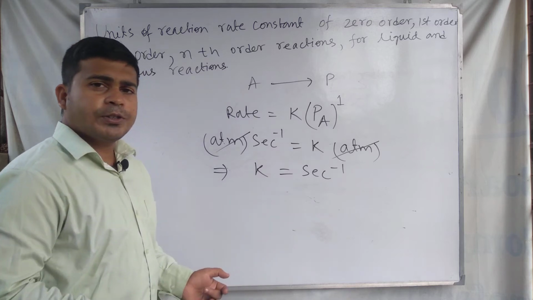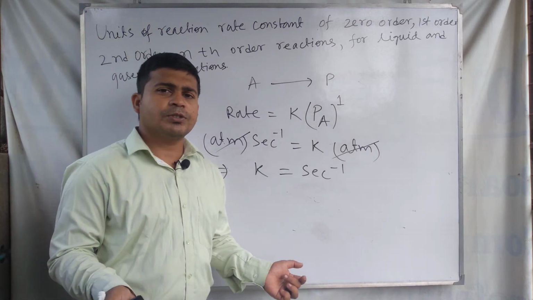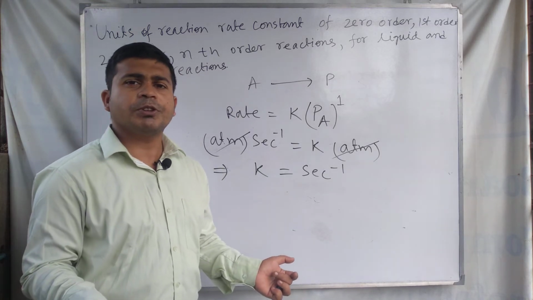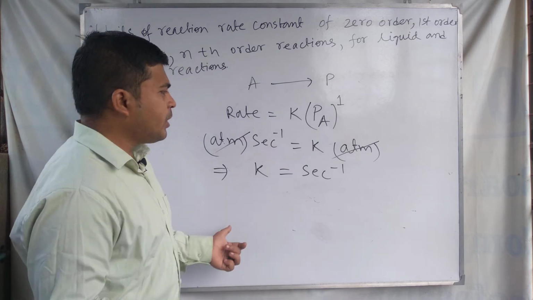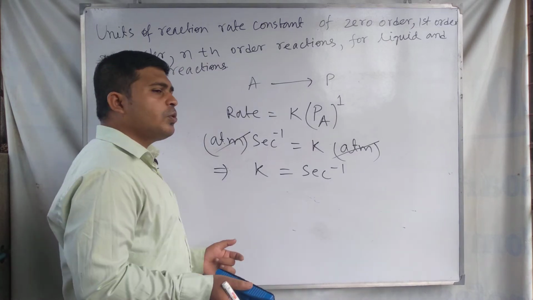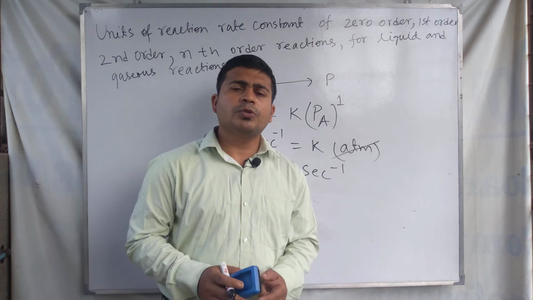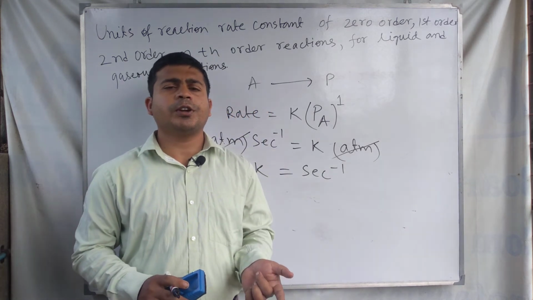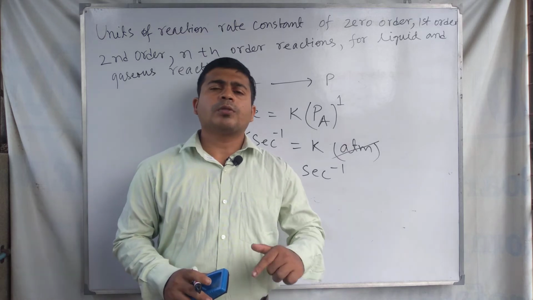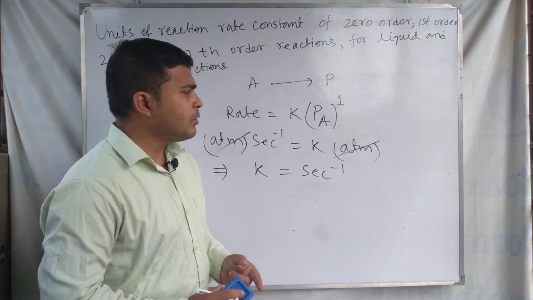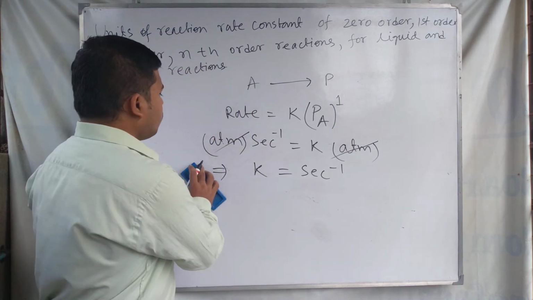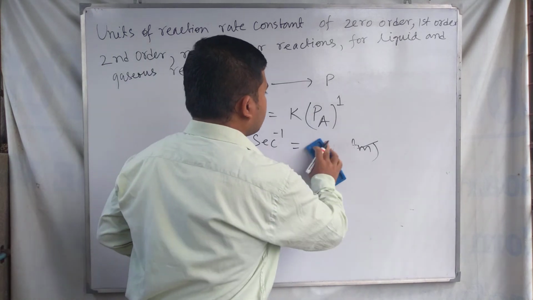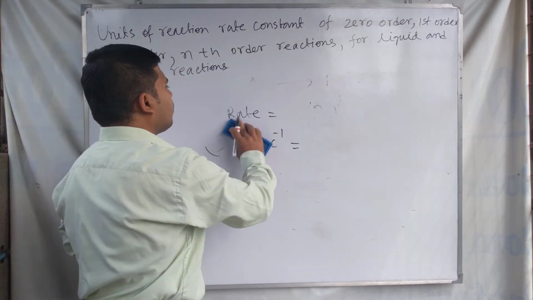I think you understand this topic. Do you have any questions? I think you don't have any questions. You understand it clearly. Similarly, you can find the unit for the second order reaction rate constant, the nth order reaction rate constant, for any order of reaction rate constant. Now we will see the nth order reaction rate constant.